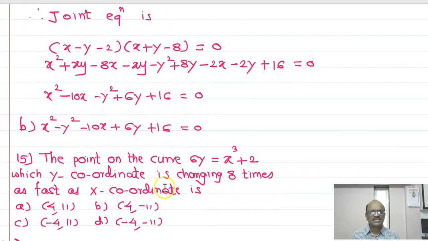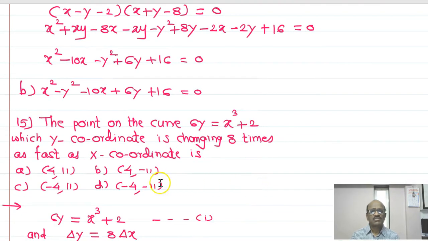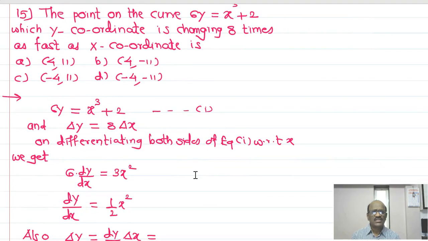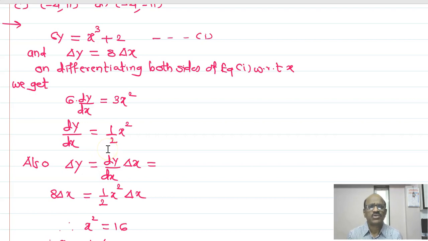For the next, the point on the curve 6y is equal to x cube plus 2, at which the y coordinate is changing 8 times as fast as the x coordinate. Now here see this, 6y is equal to x cube plus 2, and what is the condition? It's 8 times, that is delta y is equal to 8 into delta x. Now on differentiating both sides, the derivative of 6y is 6 into dy by dx is equal to 3x squared. Therefore the value of dy by dx is x squared upon 2.